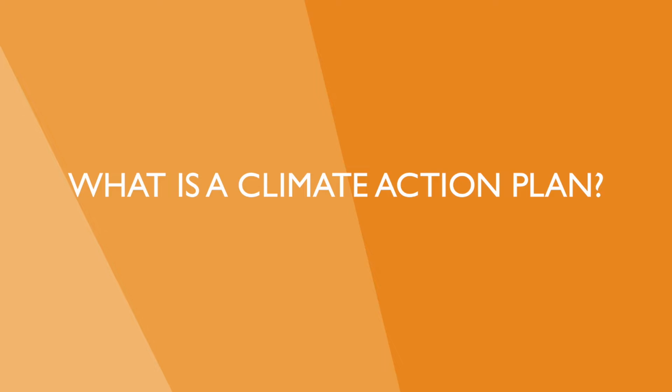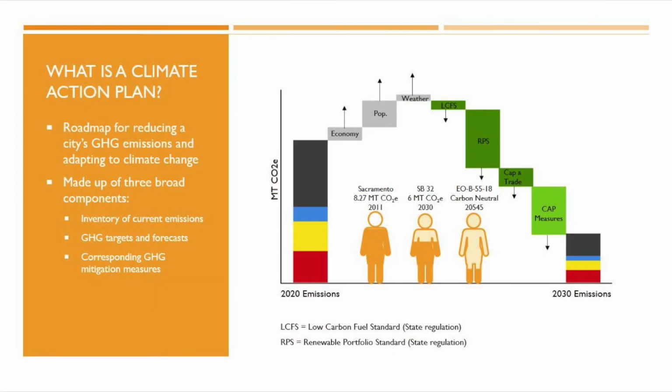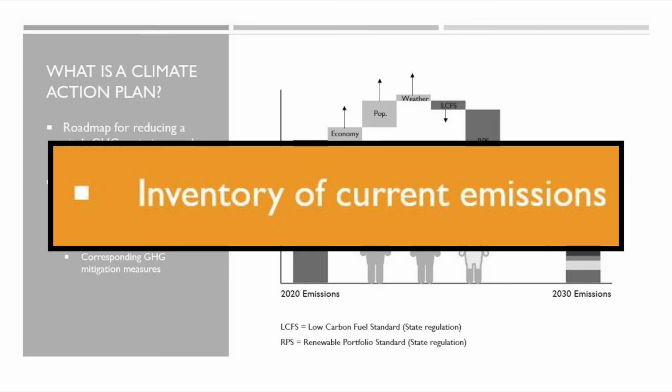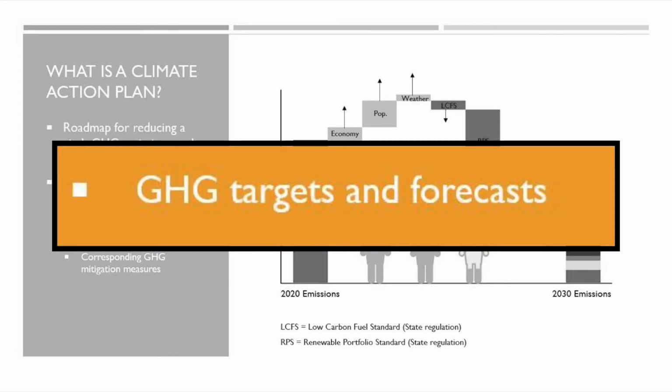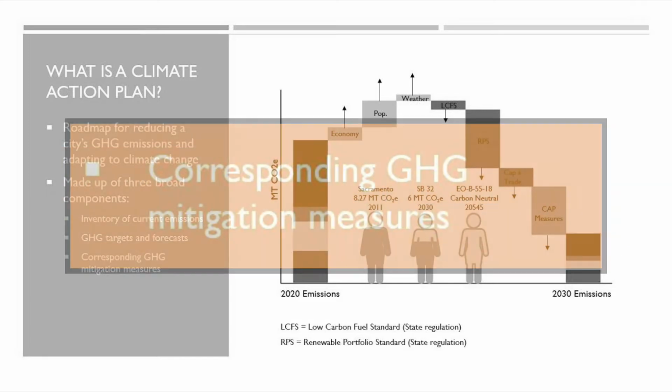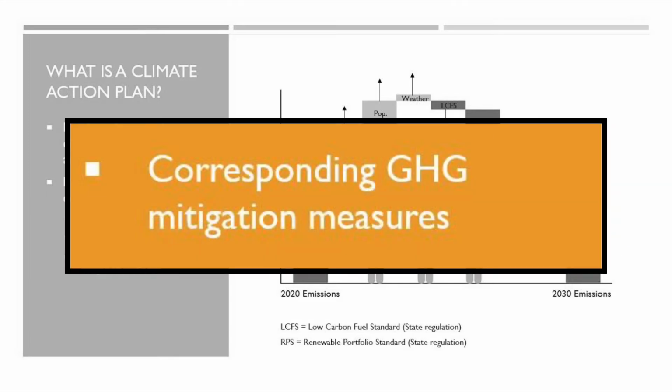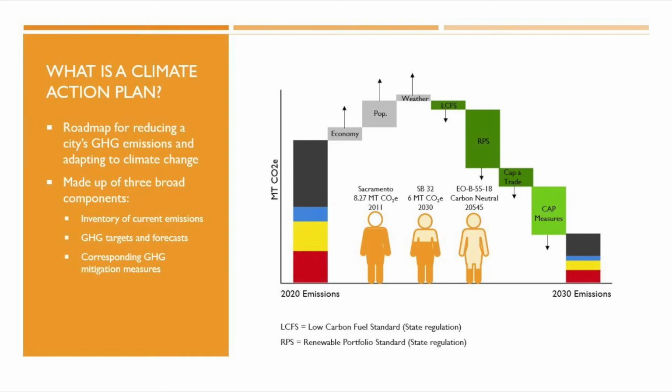What is a climate action plan? A climate action plan is a roadmap for reducing the city's greenhouse gas emissions and adapting to climate change. It's made up of three broad components. Number one, an inventory of current emissions. Second, greenhouse gas reduction targets and forecasts, and the corresponding greenhouse gas mitigation measures. As part of the Mayor's Commission on Climate Change and the state goals, there are very ambitious targets to get to carbon zero by 2045. The city's climate action plan will identify strategies to reach that goal.